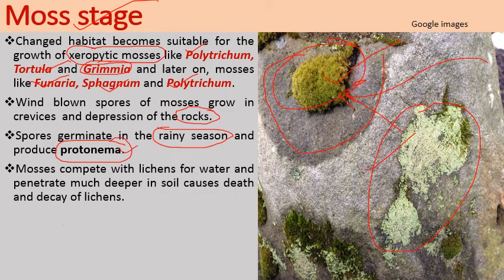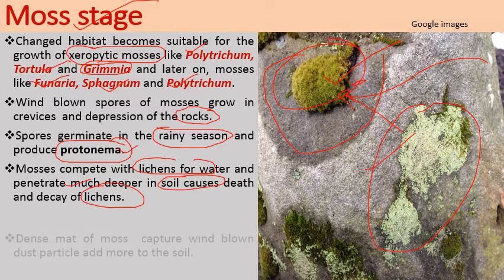So this is the unique feature of bryophytes. Then mosses compete with lichens for water and food, especially for water, and penetrate much deeper into the soil as compared to the lichens, causing death and decay of the lichens. The mosses compete with lichens; their root system, known as rhizoids, penetrates deep into the soil, so the survival of lichens there becomes tough and they perish from that area.